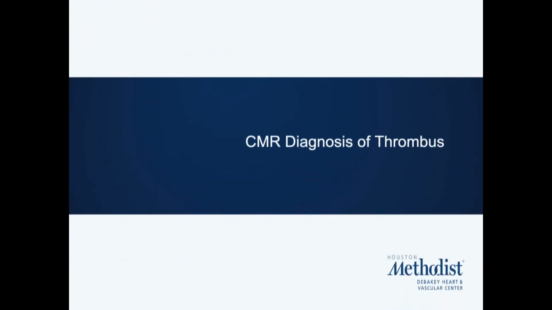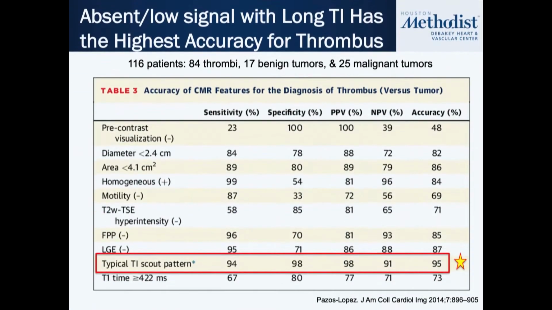Thrombus. It's important to mention a few words about thrombus because a lot of times, patients get MRIs just to rule out or rule in a thrombus that was suspected on echo. There are many ways we can put information together to diagnose a thrombus. However, as I mentioned earlier, the long inversion time imaging is the most powerful and has, on multiple studies, showed the highest accuracy at identifying a thrombus. In this particular one, it has 95% accuracy compared to other parameters.